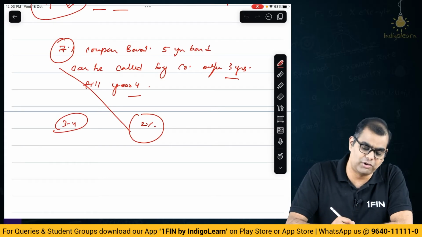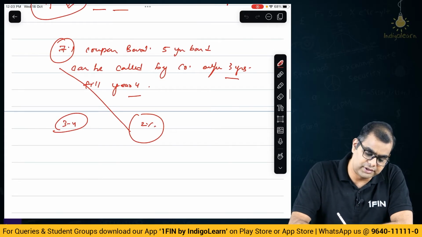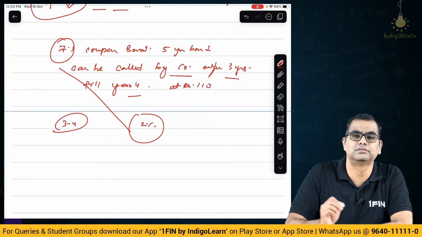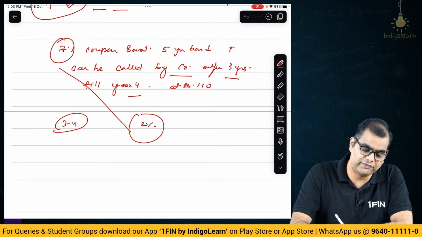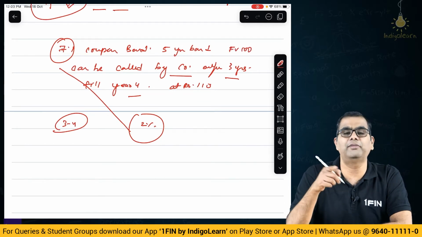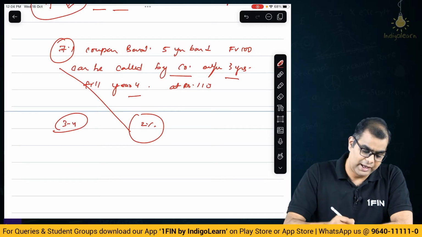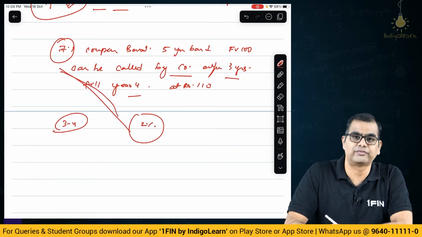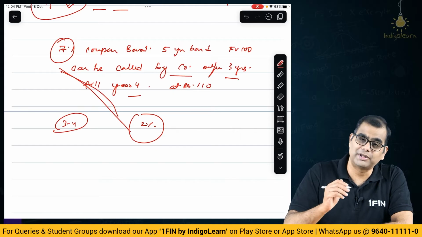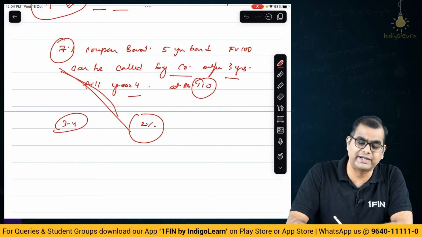But let us say the terms of the bond also say, the company can call back between year 3 and 4 at rupees 110. Okay, even though the bond face value is 100, when you call back, it has to be called back at 110. That is, you have to buy it at a premium. So, when interest rates start falling, the bond price increases. But the bond price will increase till what point? Till a point it reaches 110.